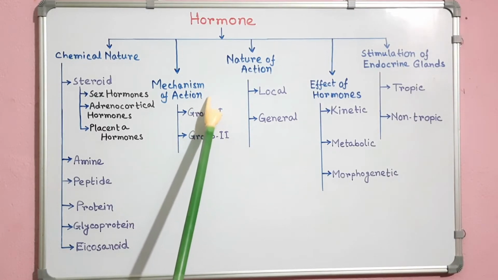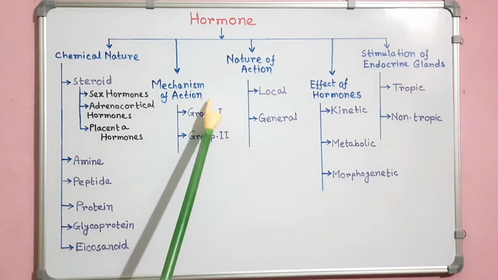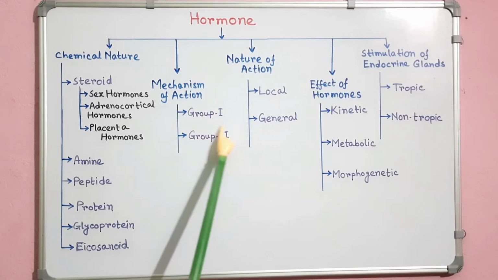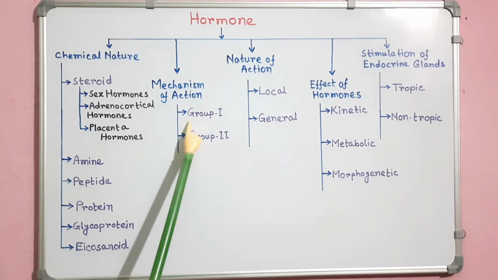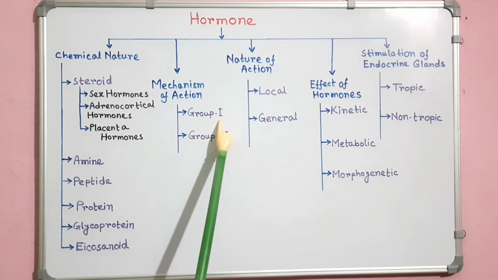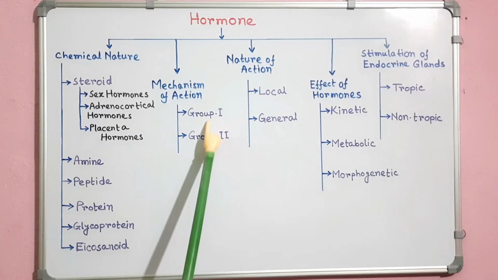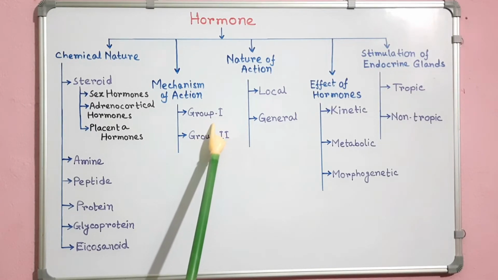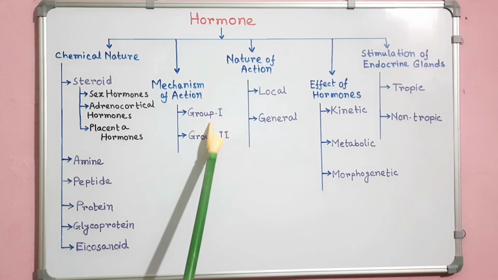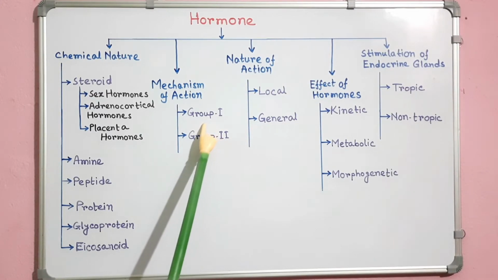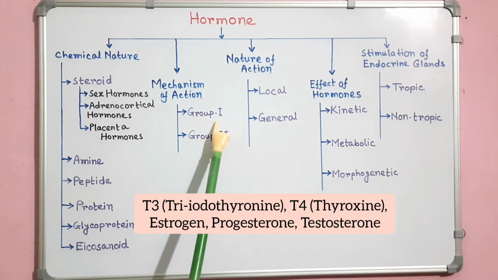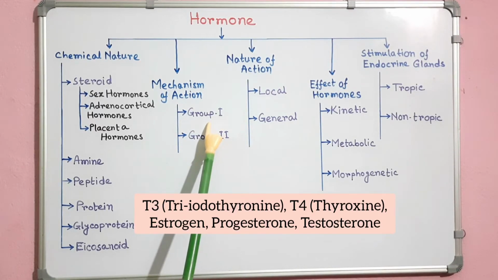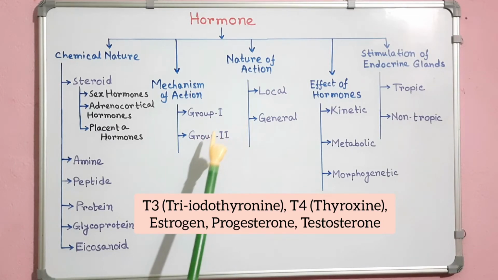According to the mechanism of action, hormones are classified in two groups: Group 1 hormones and Group 2 hormones. Group 1 hormones directly cross the plasma membrane of the target cells, then bind to intracellular receptors and form hormone receptor complex, and finally help in gene expression. Example: T3, T4, estrogen, progesterone, testosterone, etc.